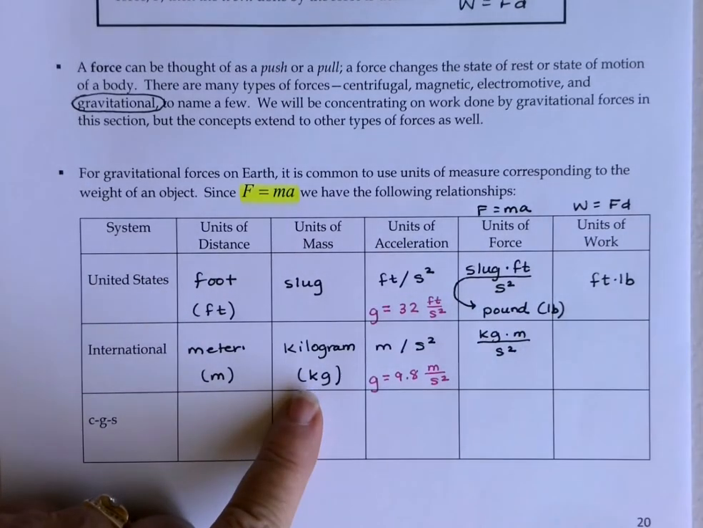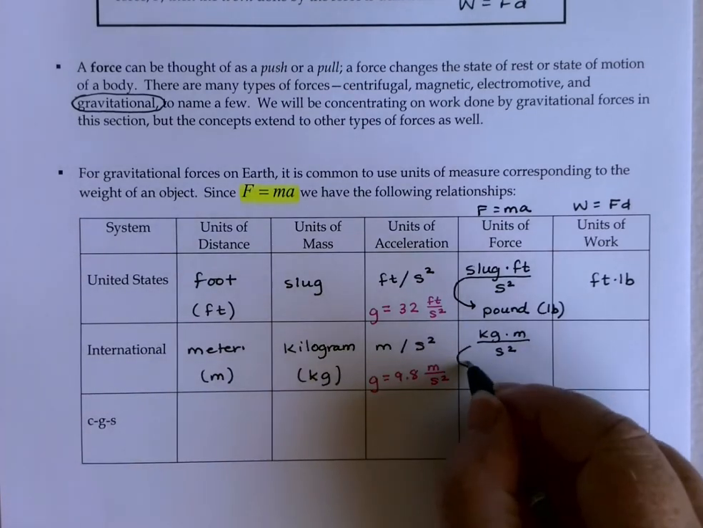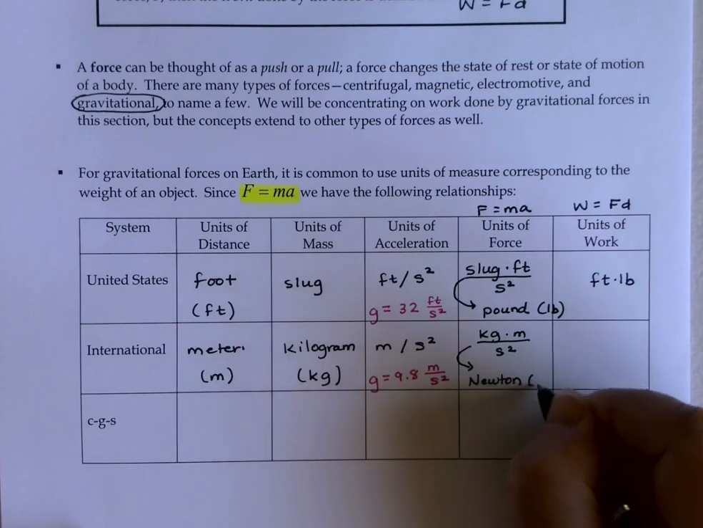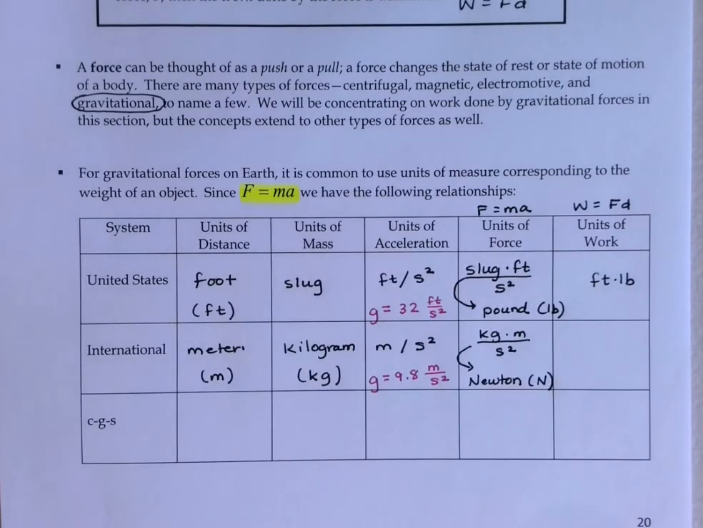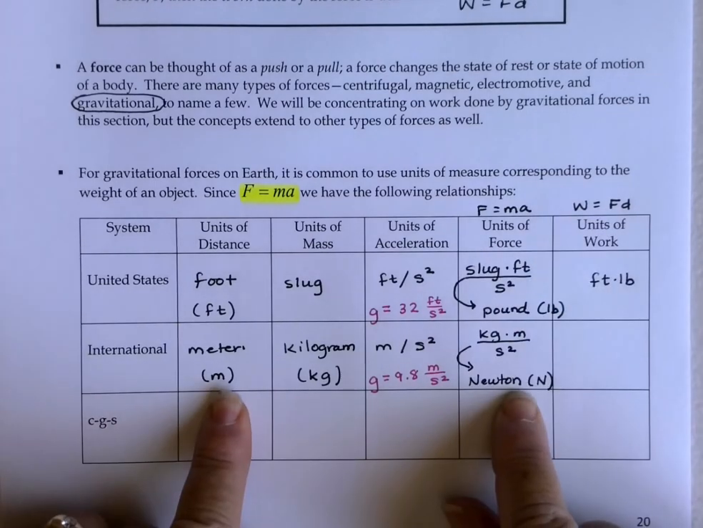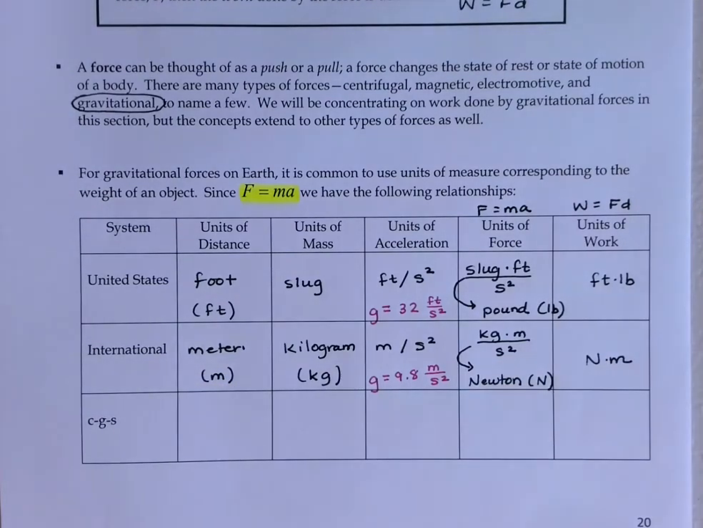And just like here, that's getting to be really unwieldy, so we just define this. We give it a new name, and this is called the Newton, abbreviated with a capital N. And so when we do work, force times distance, we get newtons times meters, or Newton meters, is a standard unit of work in the international system.